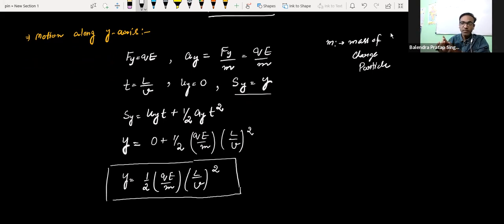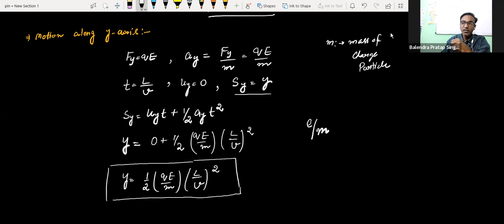J.J. Thomson was the one who found experimentally the ratio of electron charge and mass by using this expression. In this expression you can find the value of y. When you do engineering or graduation in science after 12th, you will definitely do this experiment. We call it e by m. You will do the experiment in your lab. e by m is the ratio of electron charge and its mass.